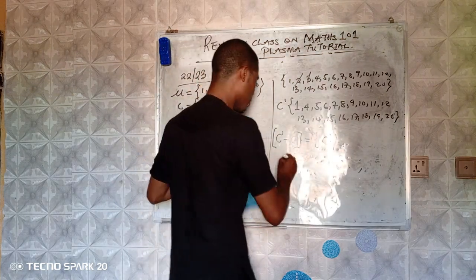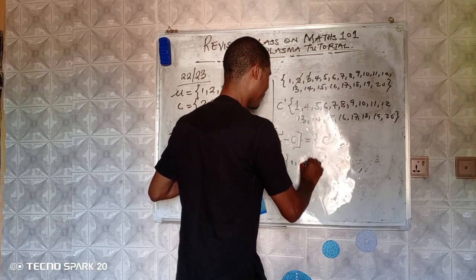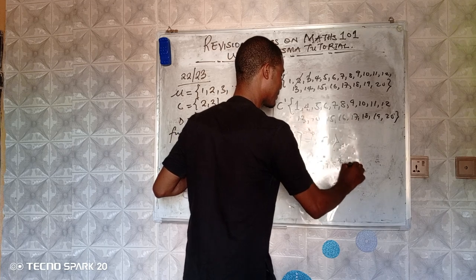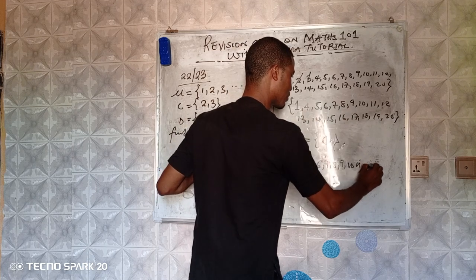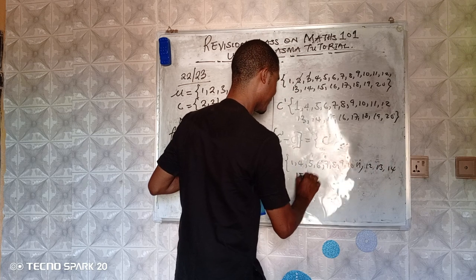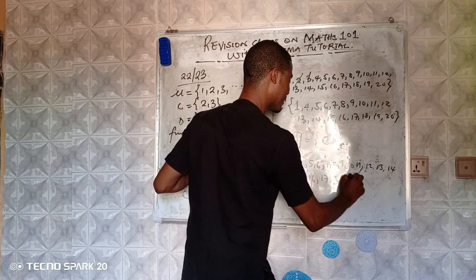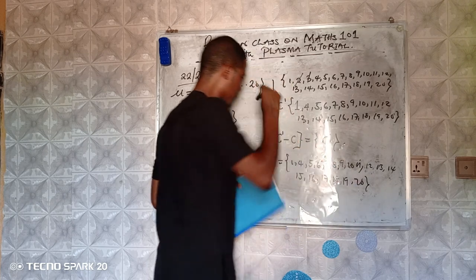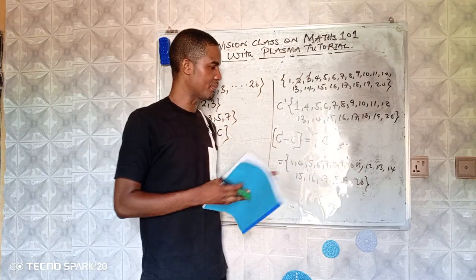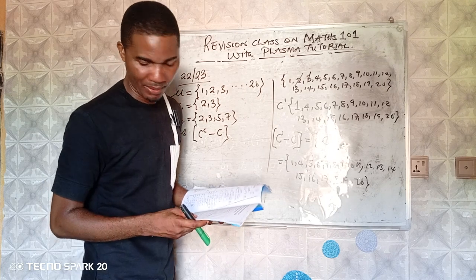That is to say, you will just write out all the elements: we have 1, 4, 5, 6, 7, 8, 9, 10, 11, 12, 13, 14, 15, 16, 17, 18, 19, and 20. So C complement minus C will also give you C complement, and you see that is true. So that brings us to the end of that question number.